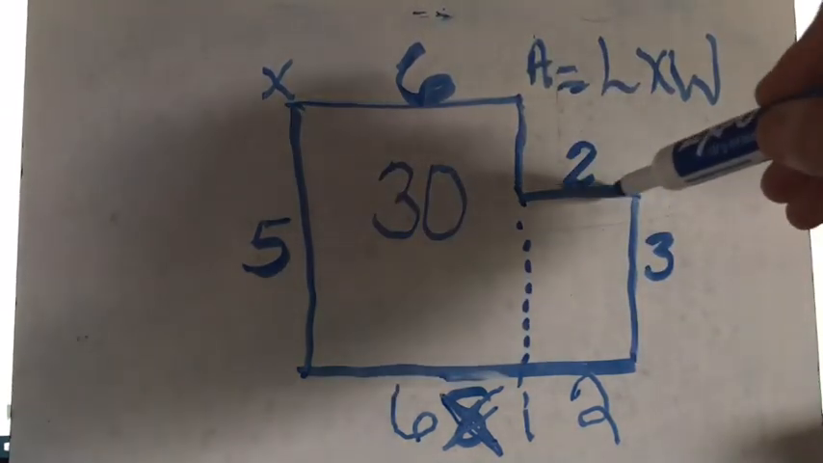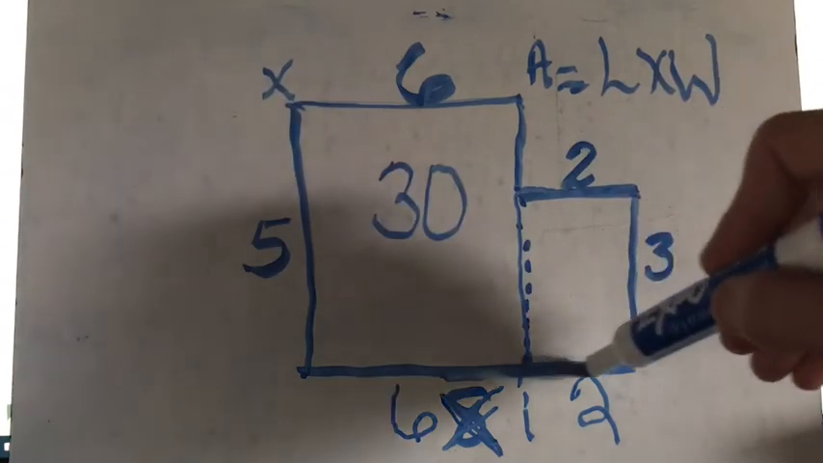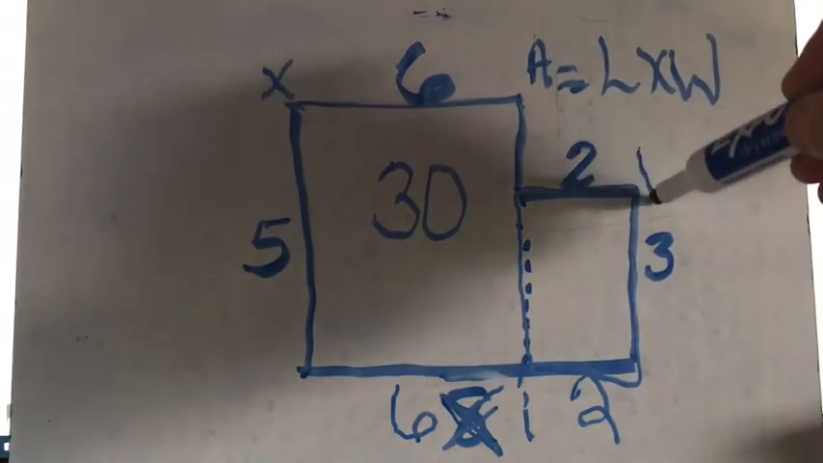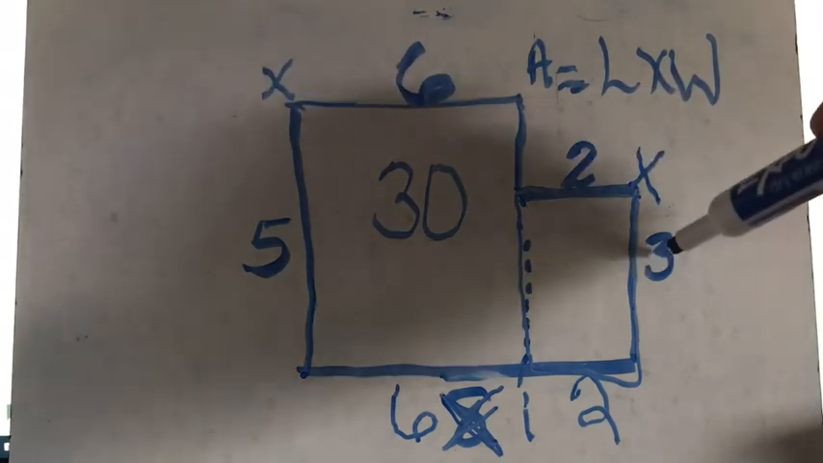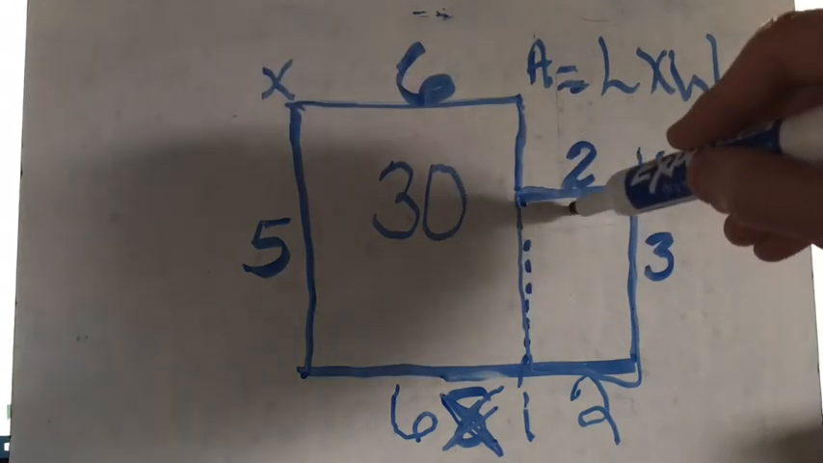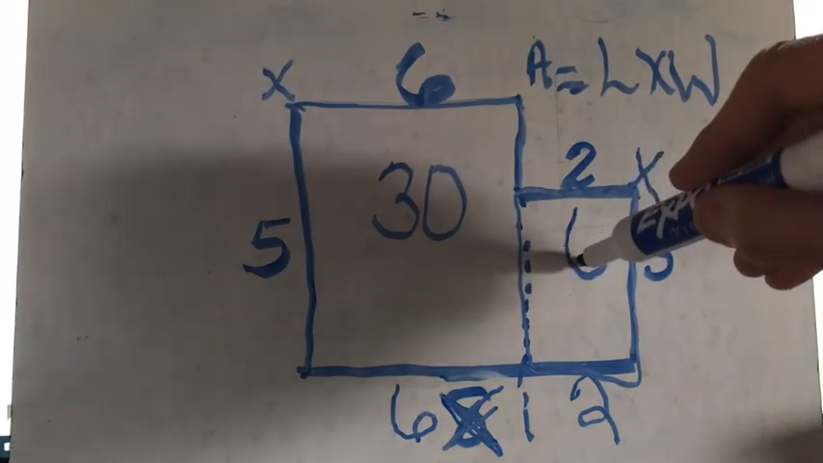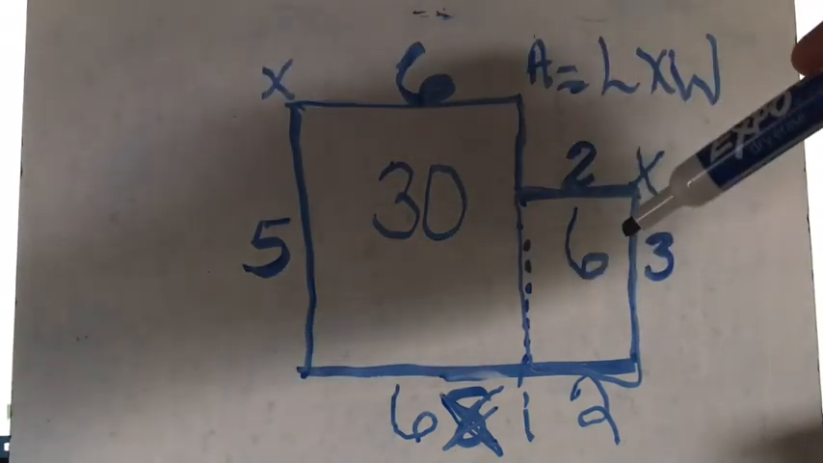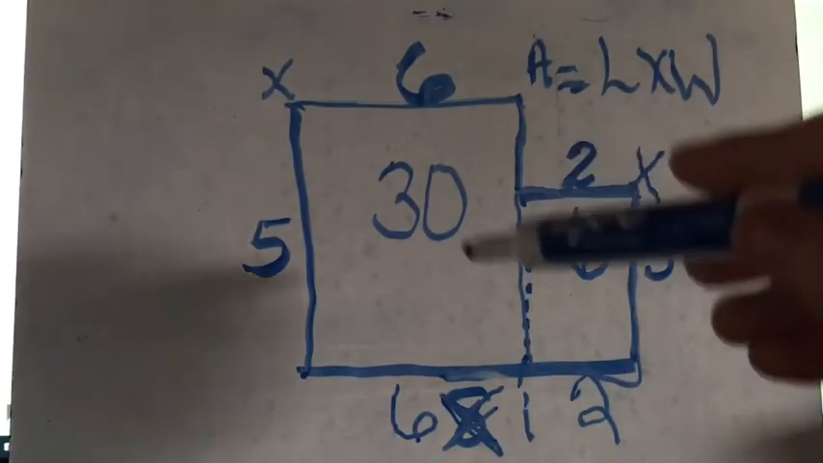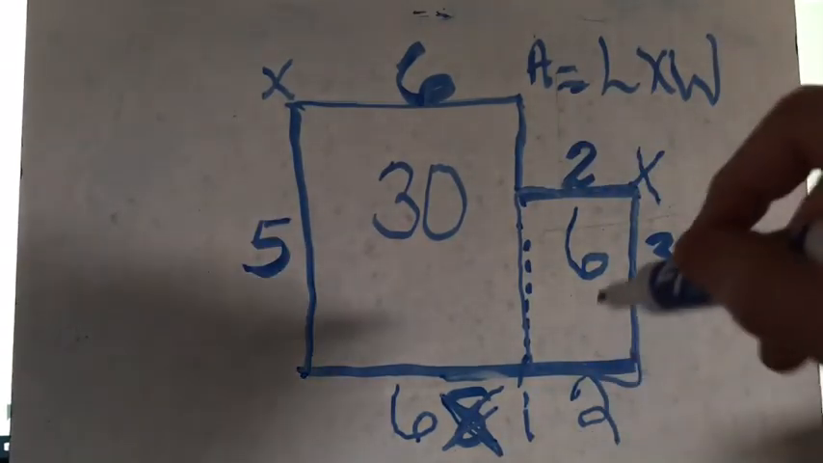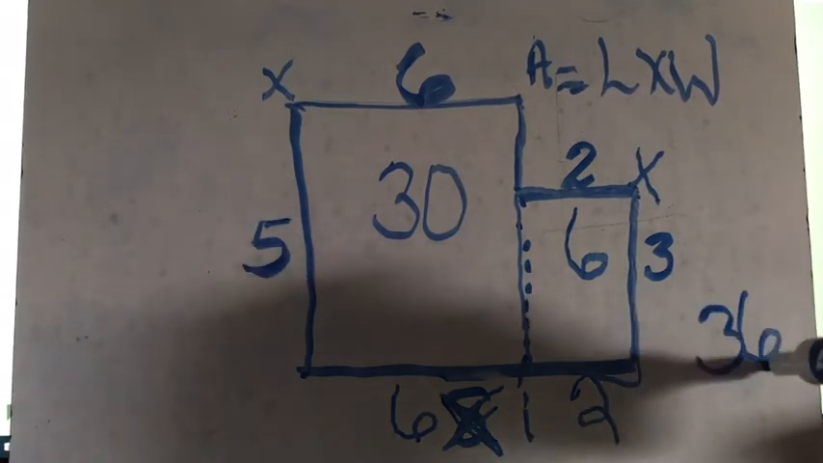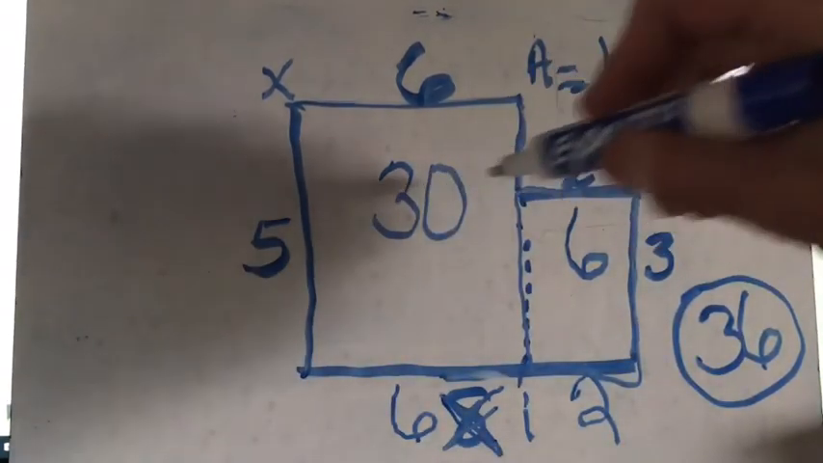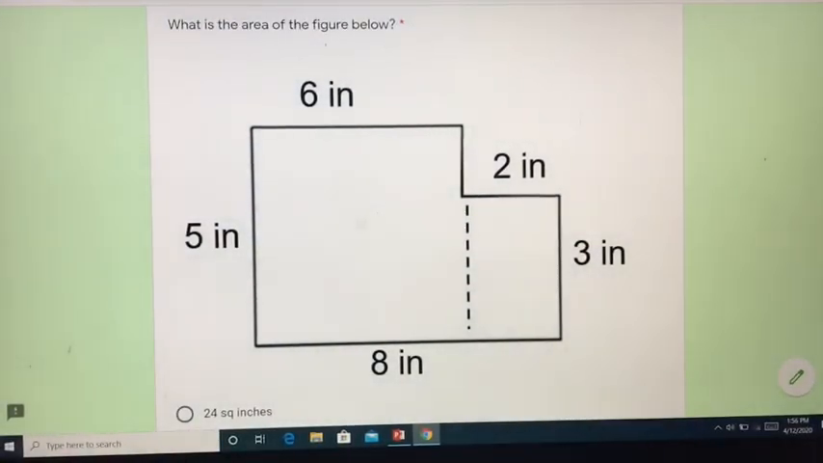And then I'm going to figure out the area of this rectangle here. I know area equals length times width, so I'm going to do 2 times 3. If I do 3 two times, 3 and 3 is 6. Now I have the area of 2 separate ones, and I add them together. So 30 plus 6 gives me a total area for the whole thing of 36. All right, and that's the last one.